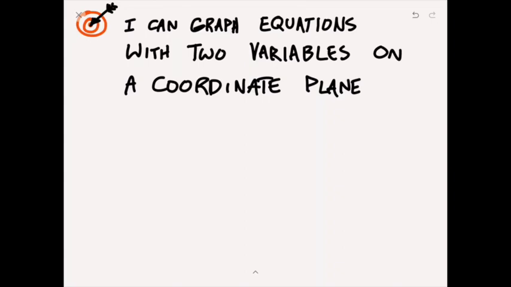Hi folks, this is Nat, and this is going to be a video lesson on graphing equations with two variables on a coordinate plane. So we've talked about equations before, and if you have an equation that has more than one variable, in this case 2 is what we'll be working with, you actually end up in a scenario where it has an infinite possible combination of solutions.